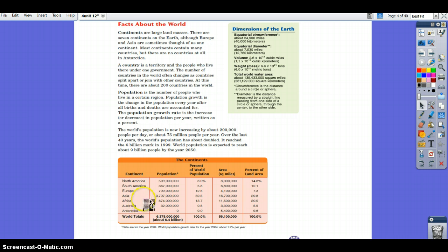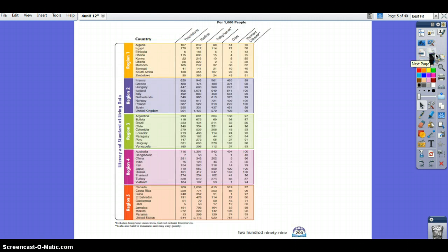So if you look down here, look at Asia. Asia has 3,797,000,000 for population. They are almost 60% of the world population. But yet they don't have that much more area per square miles. They're only double what we are, but they are 29.8% of the land area.